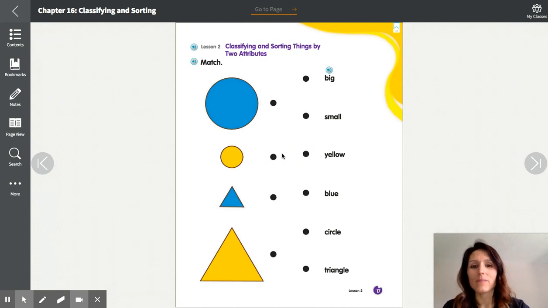That was a pretty easy line. And then we need to decide what shape it is. Is it a circle or a triangle? It's a circle. So you're going to draw a line from here to here. All right, the next shape. You're doing a great job.